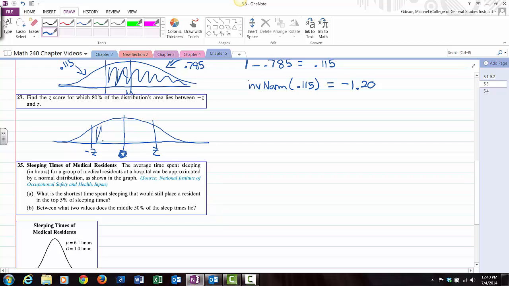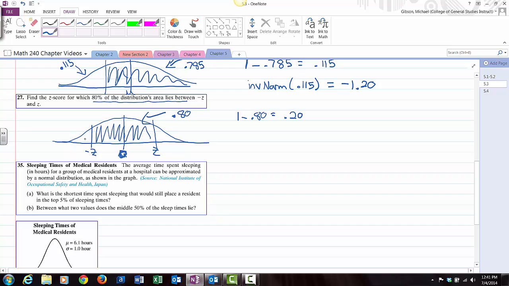And what they're saying is we want to pick our z so that minus z and z has 0.80 of the probability in the middle there. 80% lies between. Well, the way to do this is you just have to think about it a minute. So if 80% lies in here, how much lies outside? 1 minus 0.80, so that means 0.20 of the probability lies outside, below and above.